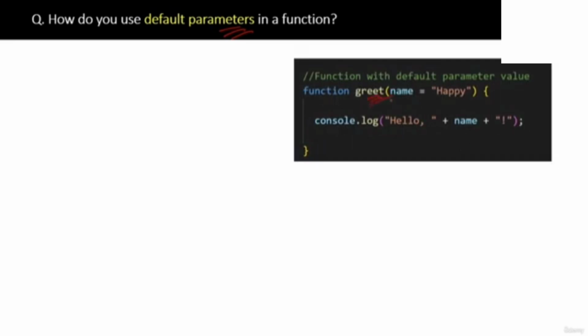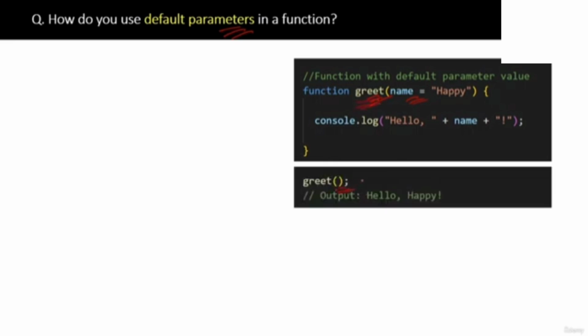One more question on parameters and arguments. Here is the code of a function with a default parameter name. What does this mean? It means if we call this method greet like this without any argument, then the default value of the name parameter will be set to happy. So the output will be hello happy.